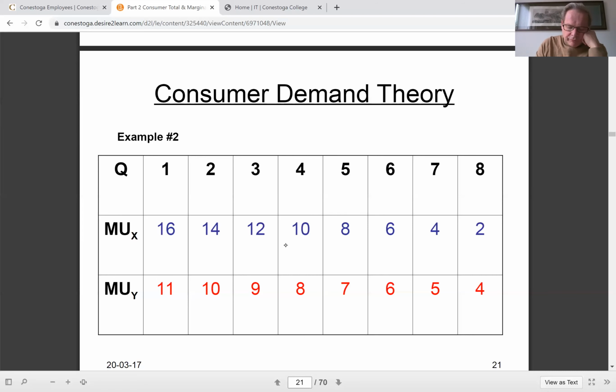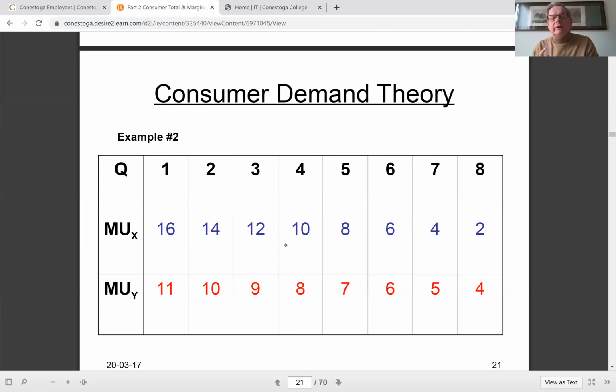So now we have bought our second X. We've got 14 additional units of satisfaction. Our total utility then will rise to 68. We spent another $2, and we spent $8 in total.